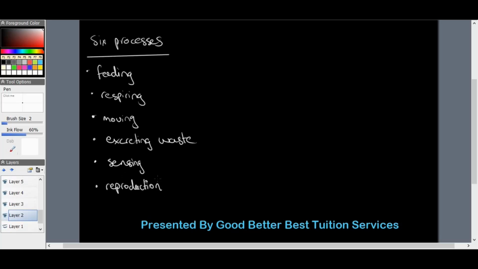What else have we learned? We've also learned about the organ systems, that the human body is made up of organ systems, and they carry out these 6 processes. What we're going to learn about in the unit of systems in the human body is the organ systems of the human body and how they keep us healthy by carrying out the processes of life.